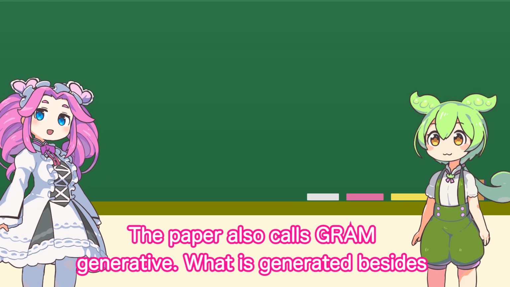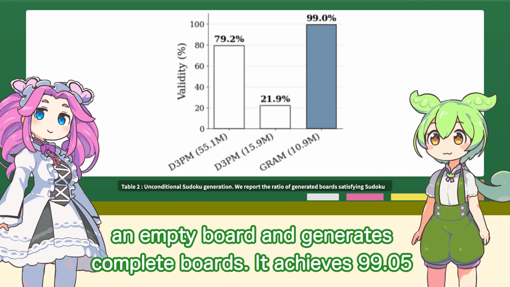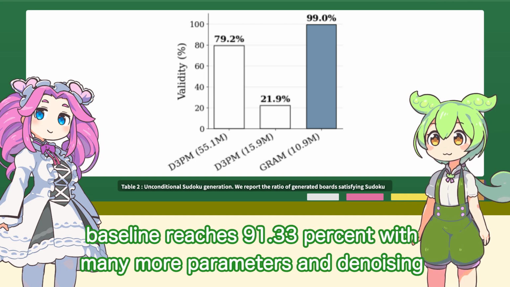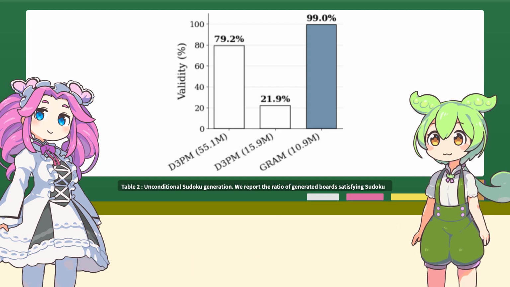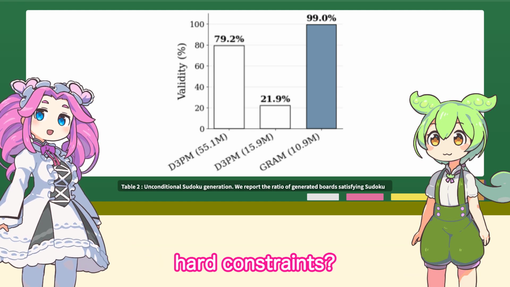The paper also calls GRAM generative. What is generated besides answers? They test unconditional generation too. For Sudoku, GRAM starts from an empty board and generates complete boards. It achieves 99.05% validity over 100,000 samples, while the strongest D3PM baseline reaches 91.33% with many more denoising steps. So the generative claim is not only about diversity, it also has to satisfy hard constraints.